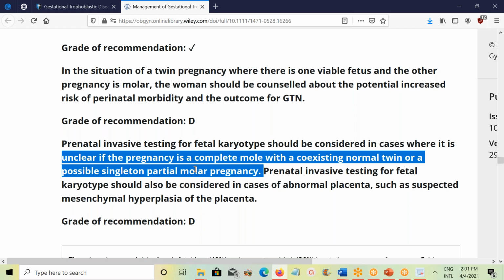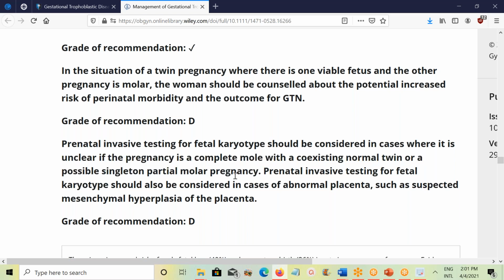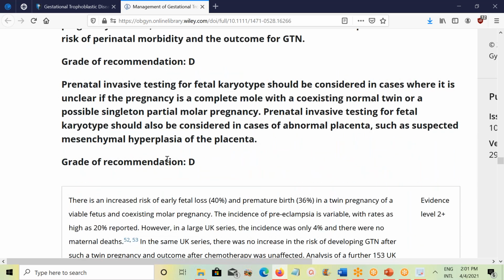Okay? So we are considering fetal karyotype if it is unclear whether it is a partial or complete mole, and in cases of abnormal placenta, like the placental mass is too big and we suspect mesenchymal hyperplasia of the placenta. Anytime you see anything abnormal, you have to send them for the fetal karyotype. Since the experts are doing it, they can take the fluid, the cells, or the placental tissue under ultrasound guidance. That is what I'm telling you. Okay. So is this point clear now?